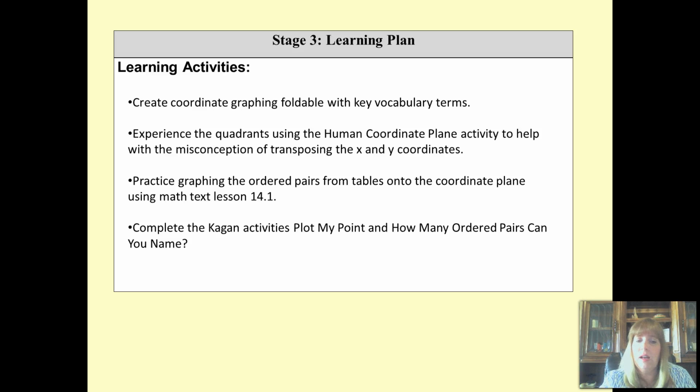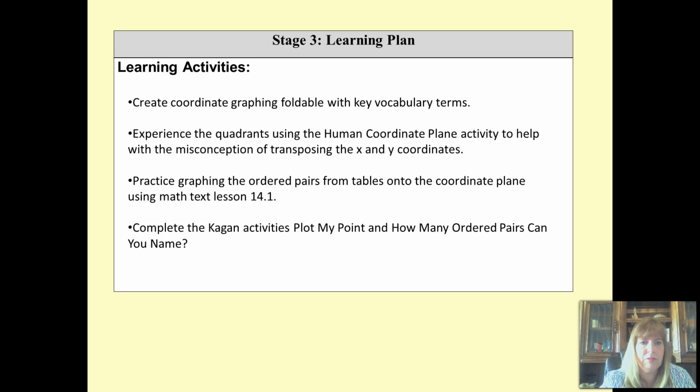And then you'll learn I love my Kagan activities. Looking at the Kagan activities, again, great ways to get kids engaged in learning, which is what we want, to make sure that they're engaged and know why they're learning this. So we've got a couple of Kagan activities: one that works well is Plot My Point, on finding the points, and then the second one works with the graphing in conjunction with the coordinate grid.